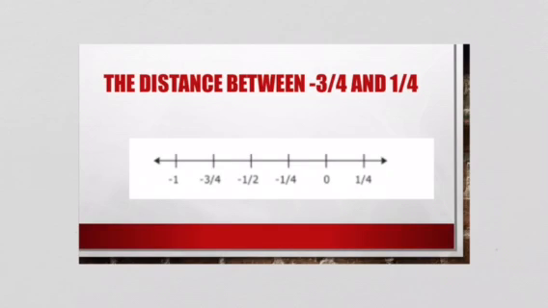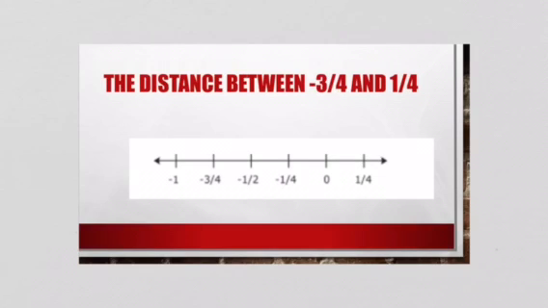What happens if it's negative 3/4 and 1/4? Well, you could try to do this and go 1, 2, 3, it's 4. But that's not exactly right. It's not 4. So let's look at how we would do this.